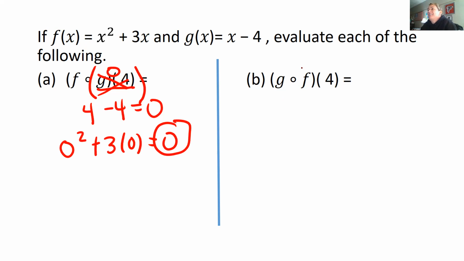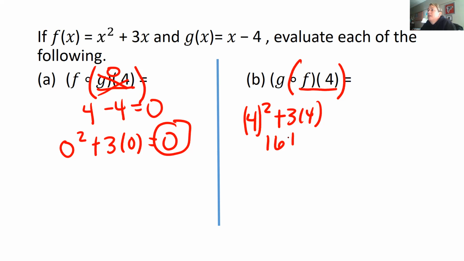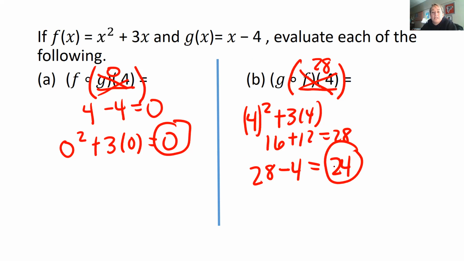Sorry, but it's not. So if I go here, I'm going to make my parentheses, but this time it wants me to plug into f first. So I'm going to say 4 squared plus 3 times 4. And then that's going to give me 16 plus 12, which gives me 28. So that's my first answer, but remember, that's what this becomes. This becomes 28. So now I've got to go g of 28. So I go down to g and it says x, which is 28 minus 4, and it gives me an answer of 24. So 24 is the answer to that one.